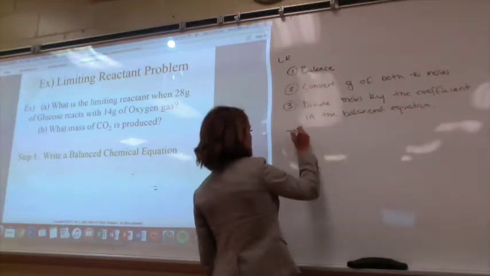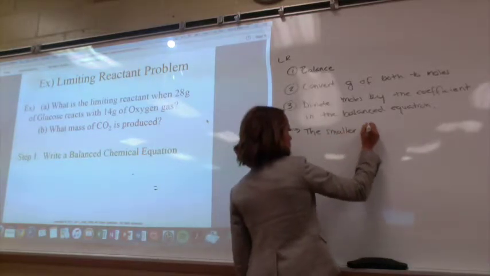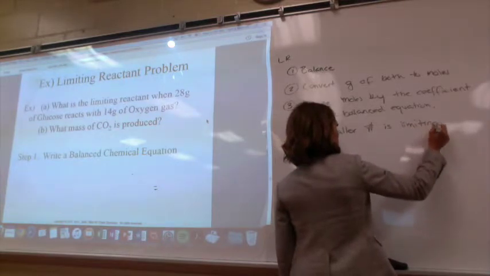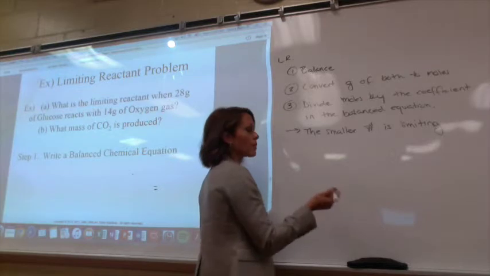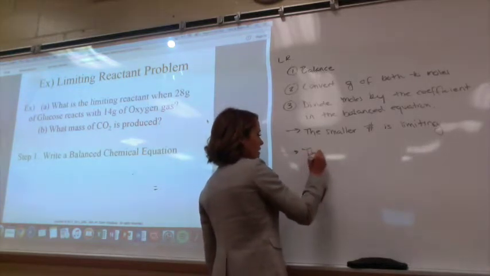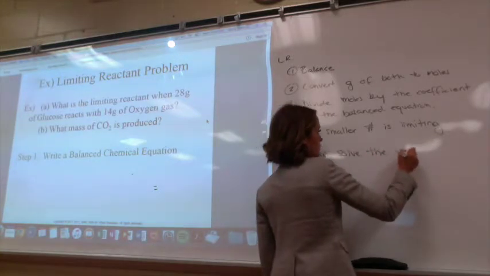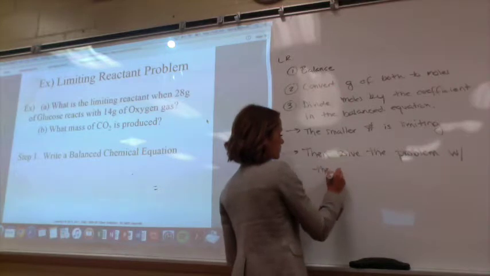And then here's how you solve. The smaller number is limiting. You don't use that number for anything. You just recognize, oh, that one's my limiting reactant. Then solve the problem with the limiting substance.